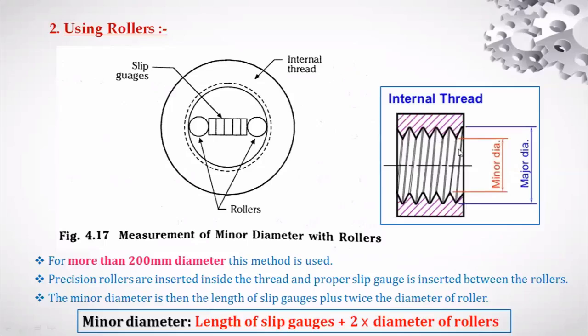In between these two wires, that wire is representing these rollers. In between that, they will put the slip gauge to get this minor diameter of the internal thread. That is crest to crest of the internal thread, because it is an internal thread. That's why here I am representing crest from this point to this point using slip gauge as well as two rollers. Rollers in the sense these are the two wires, right? The formula is the length of the slip gauge plus the diameter of one wire and the diameter of another wire. So two wires, two times the diameter.